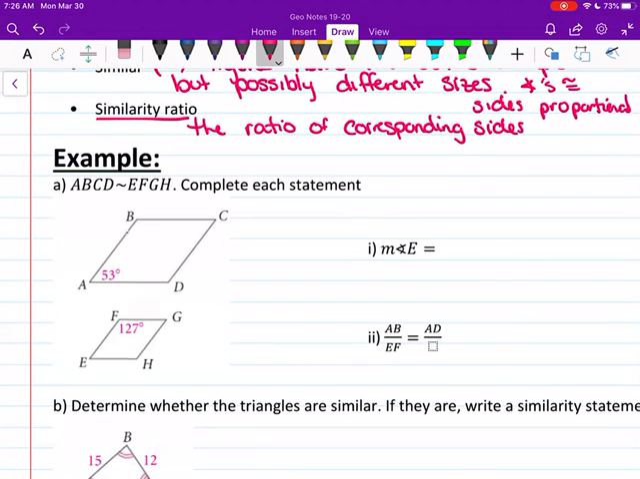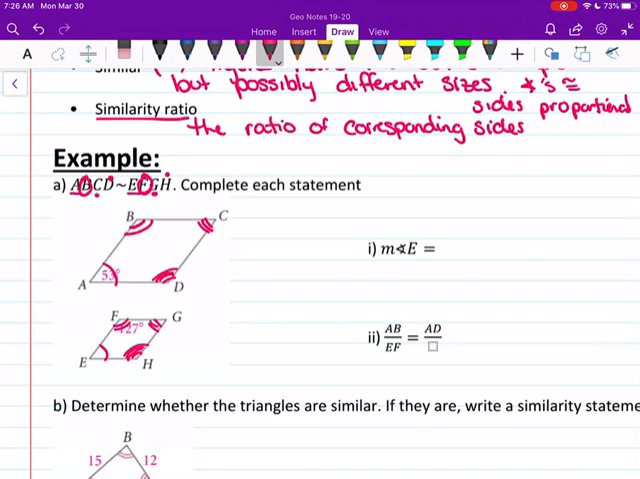If I have quadrilateral ABCD is similar to quadrilateral EFGH, then let's complete each statement. Remember, all of my corresponding angles are congruent. So this tells me angle A and angle E are congruent. Angle B and angle F are congruent. Angle C and angle G would be congruent. And then lastly, angle H and angle D would be congruent.